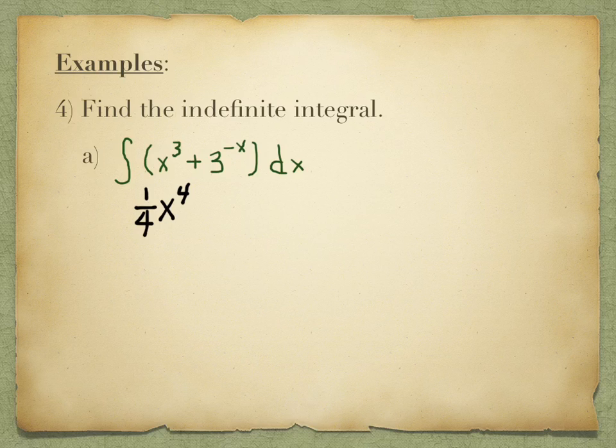That 3 to the negative x, however, is a new antiderivative rule. Slightly. All right, so 3 to the negative x. Well, first of all, pretend like the negative's not there. Just ignore the negative for me, okay? 3 to the x. What would the antiderivative of 3 to the x be? 3 to the x times 1 over natural log of 3.